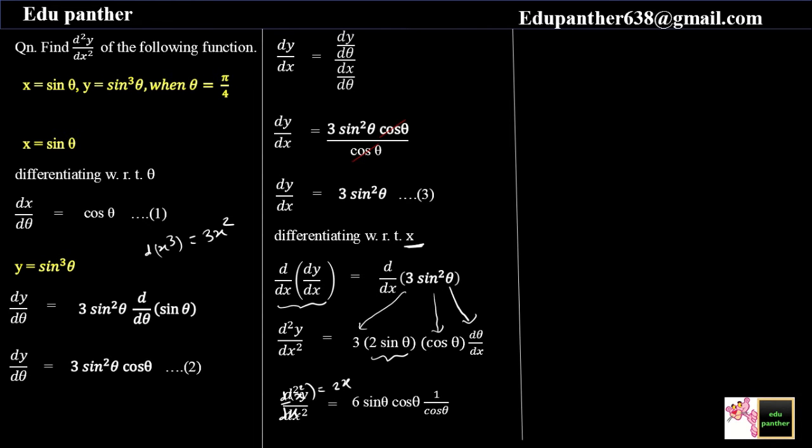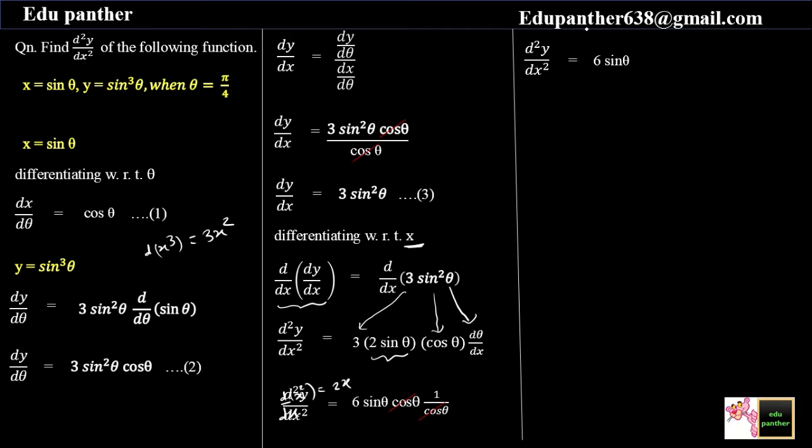Now substitute that value in the equation. So your d square y by dx square will be, see, this will be 6 sin theta into cos theta, and d theta by dx is 1 upon cos theta. So if we cancel this cos theta, we'll get d square y by dx square as 6 sin theta.